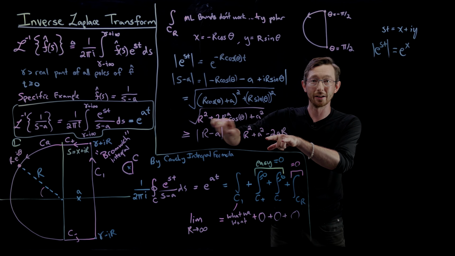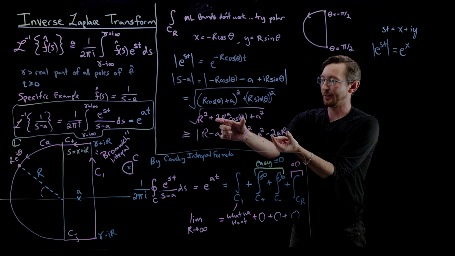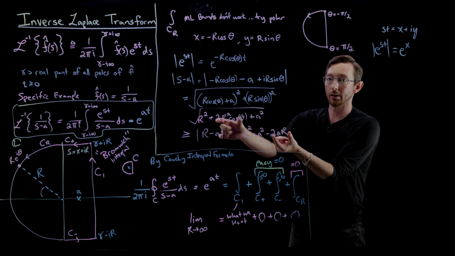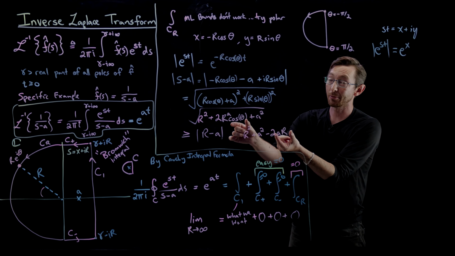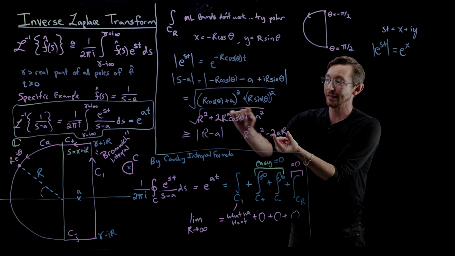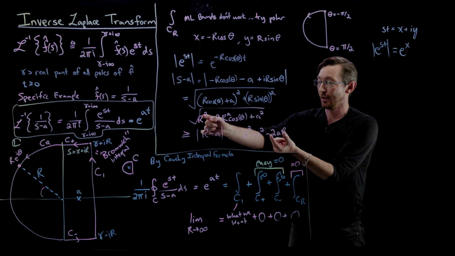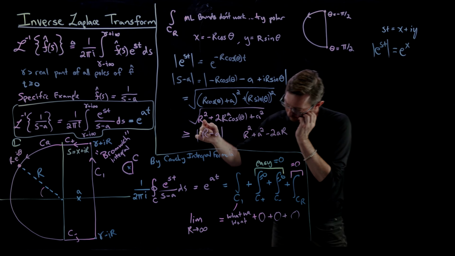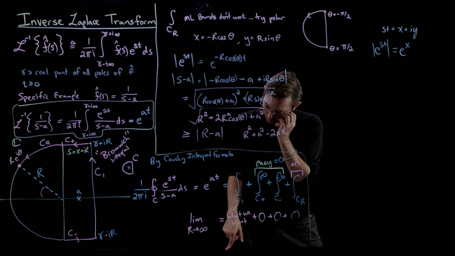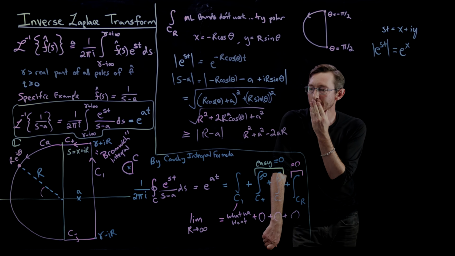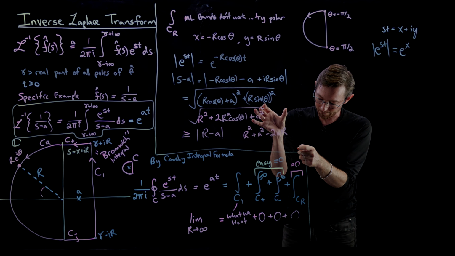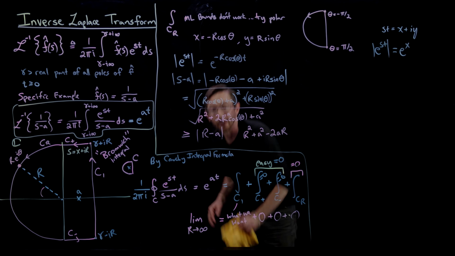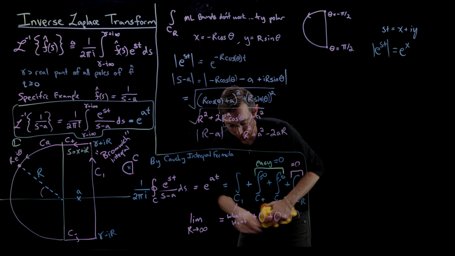So it looks almost identical to this, except that up here, this 2ar is multiplied by cos theta. And cos theta can never be bigger than 1. So this expression is always strictly less than or equal. Yeah, this expression here is always, this should be a greater than or equal, I'm sorry. This should be less than or equal.